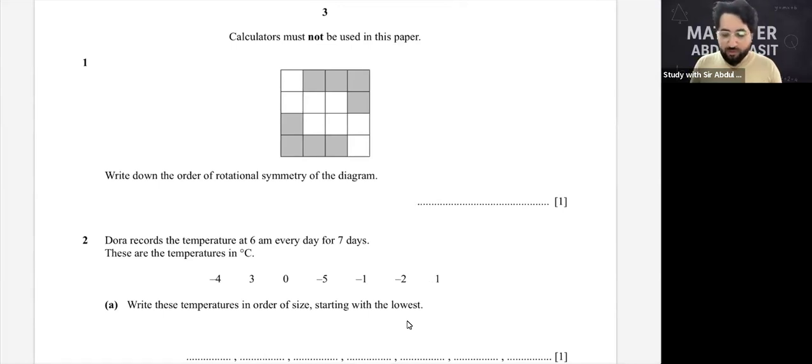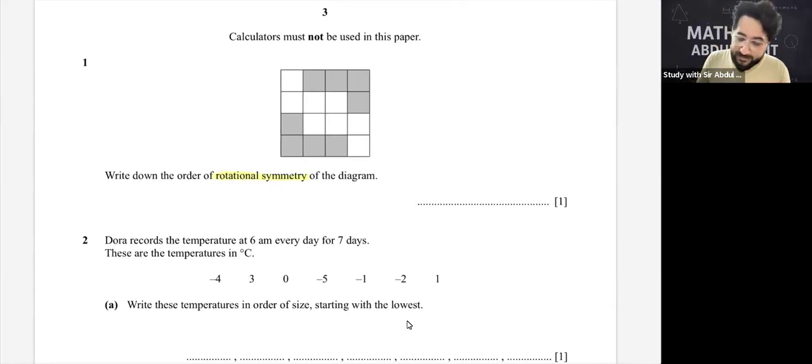You can see that this is question number one in front of you. Write down the rotational symmetry of all of the diagrams. Now it's not important to solve this particular question. It's important to understand the concept behind rotational symmetry. What is rotational symmetry?